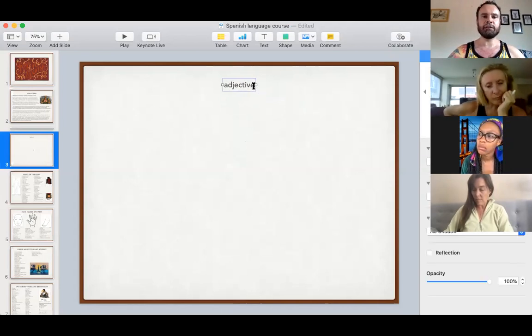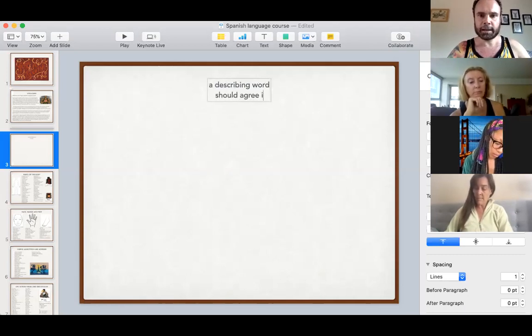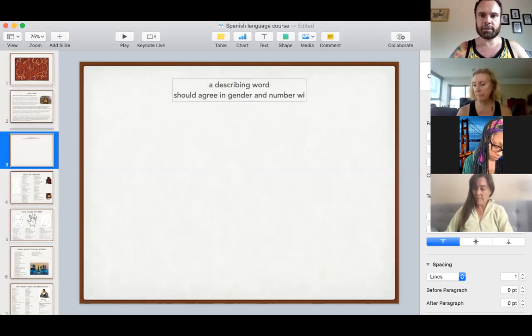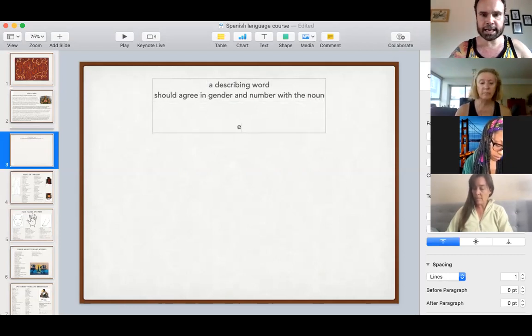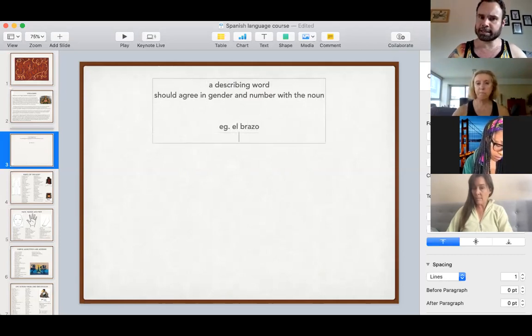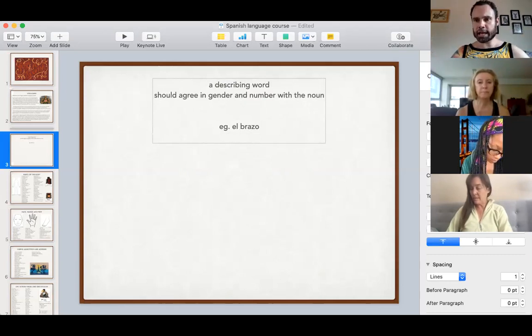So an adjective is a describing word that should agree in gender and number with the noun. Okay? So for example, let's take the word el brazo. Is the word brazo masculine or feminine? Masculine. Singular or plural? Singular. It's a singular masculine word. So therefore, we've got to choose an adjective that is singular and masculine to accompany it.